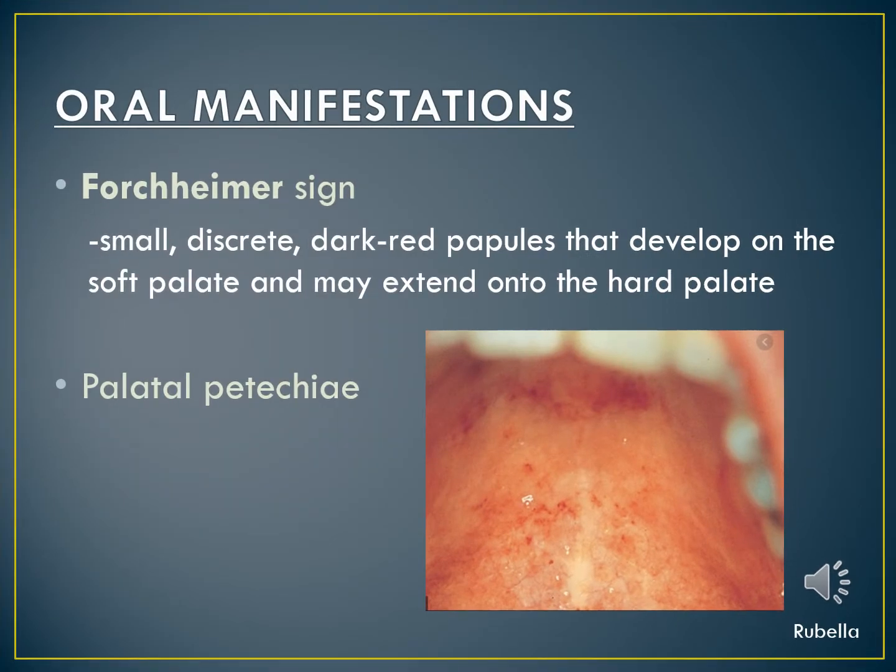The oral manifestation of rubella is Forchheimer sign. This lesion consists of small discrete dark papules that develop on the soft palate and may extend onto the hard palate. This arises simultaneously with the rash, becoming evident in about 6 hours after the first symptom and not lasting longer than 12 to 14 hours. There is also presence of palatal petechiae.